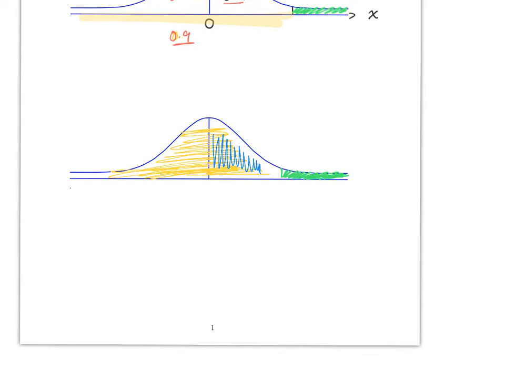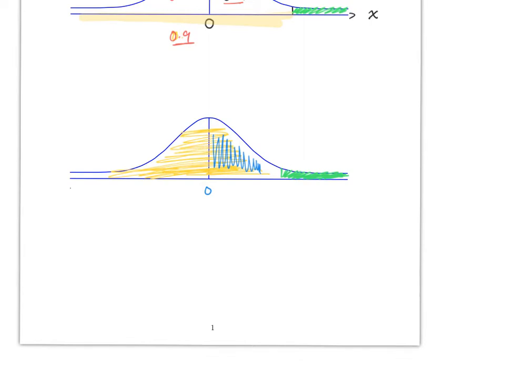Notice how the blue is inside the yellow. That's very, very important. Also notice that there is no negative values, but this is symmetric. So that means that this part right here will also be the green part up to here. And from here to here will be the yellow part, and this here will be the blue part.